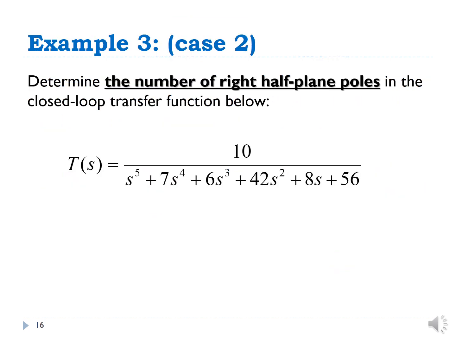Let us look at an example that demonstrates how to construct and interpret the routh table when an entire row of 0 is present. Determine the number of right half-plane poles in the closed-loop transfer function below. Therefore, in this example, you are required to determine how many poles are in the right half-plane of the s-plane based on the closed-loop transfer function given.